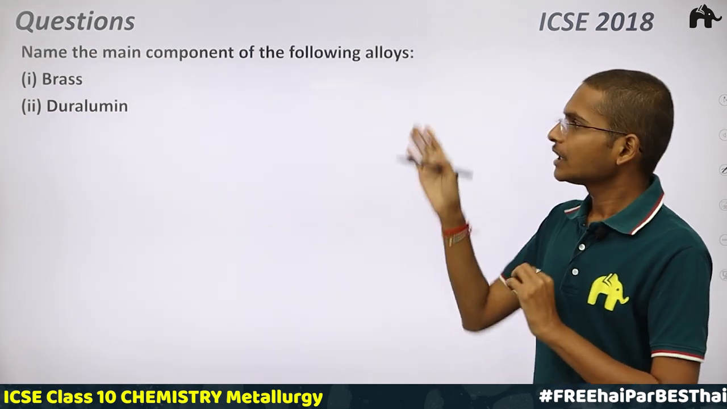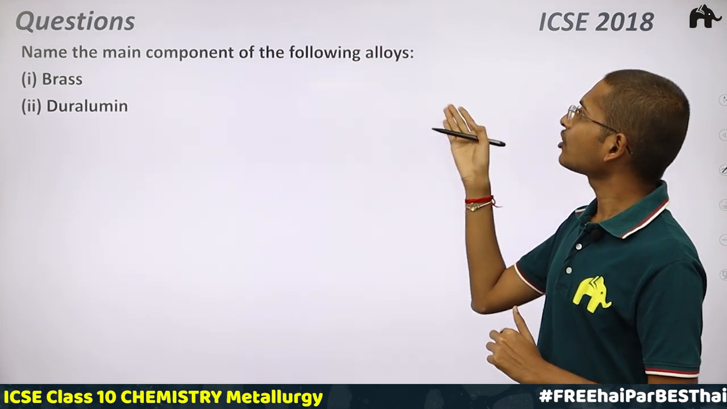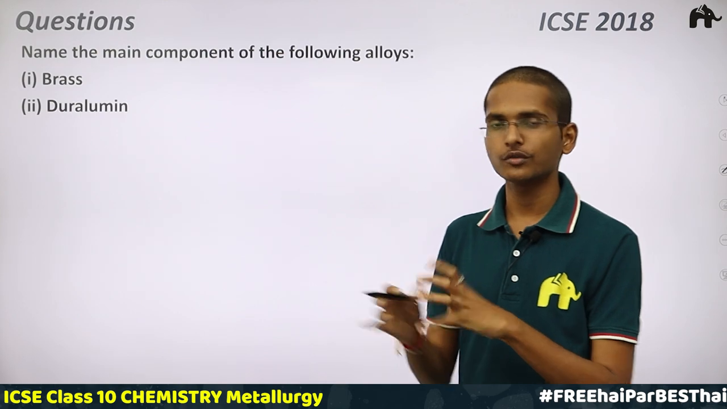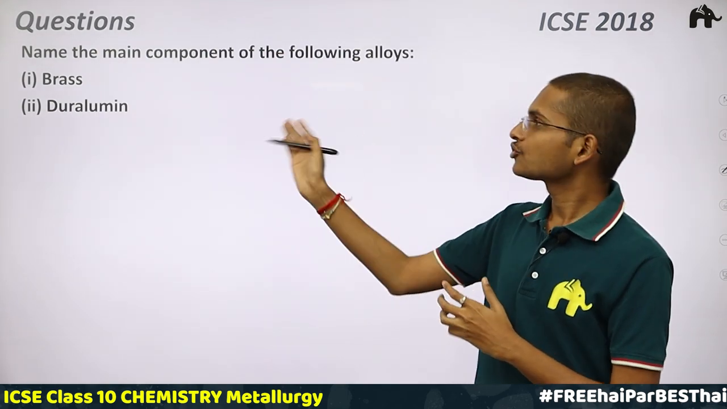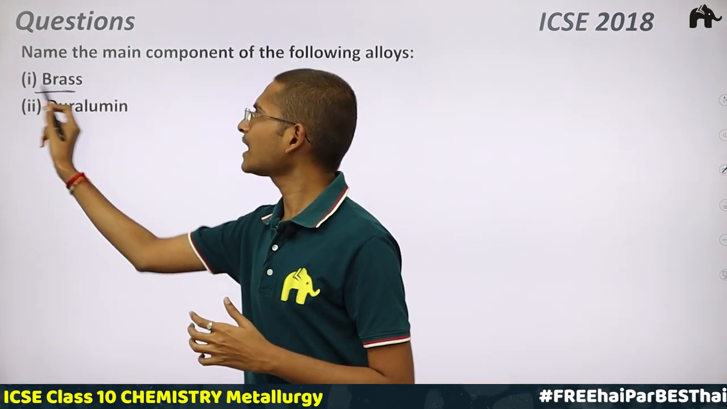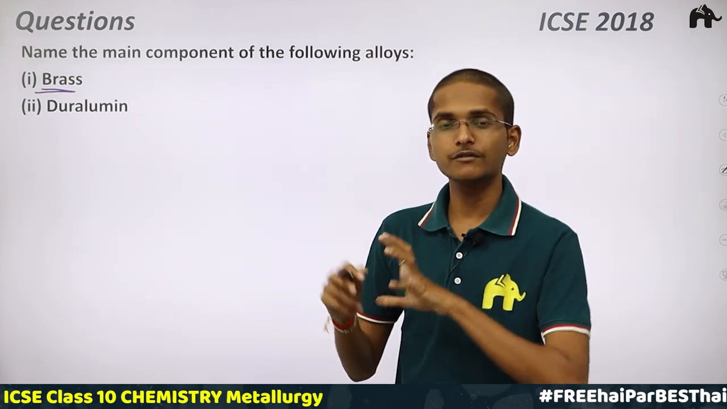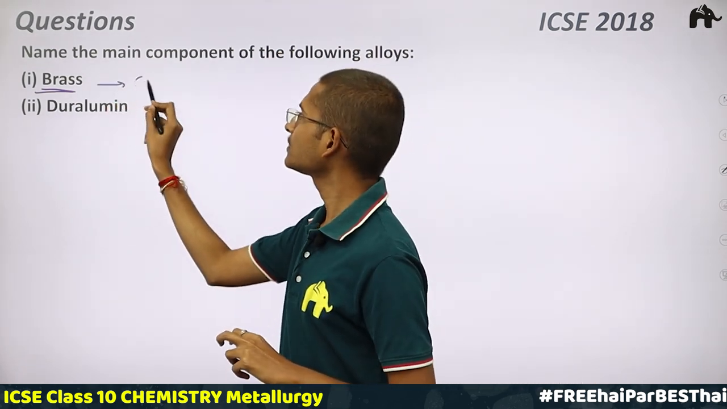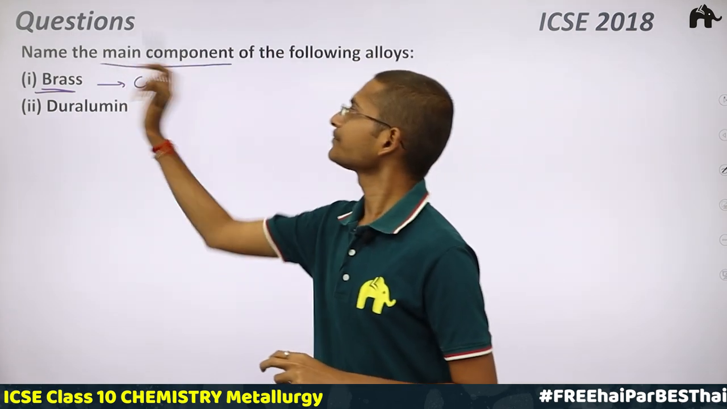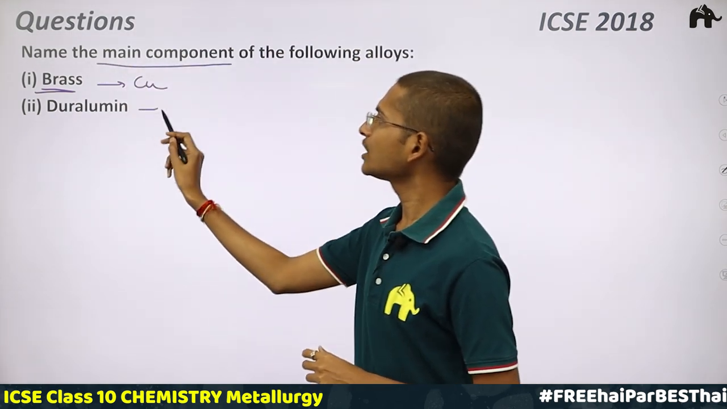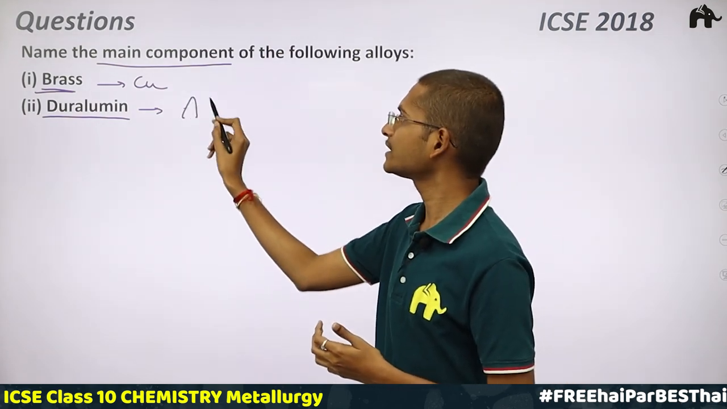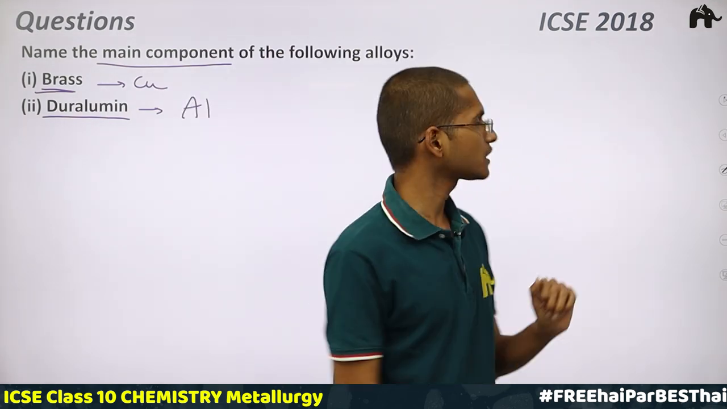Next is, name the main component of the following alloys. Now main component means the principal metal, which I have told you in case of all the alloys. So in case of brass, the brass is the alloy which is having principal metal copper, right? We have studied. So copper is the main component. Fine. And duralumin, aluminium and aluminium, right? Yeah, we also have studied this thing. So very, very easy questions are also being asked.